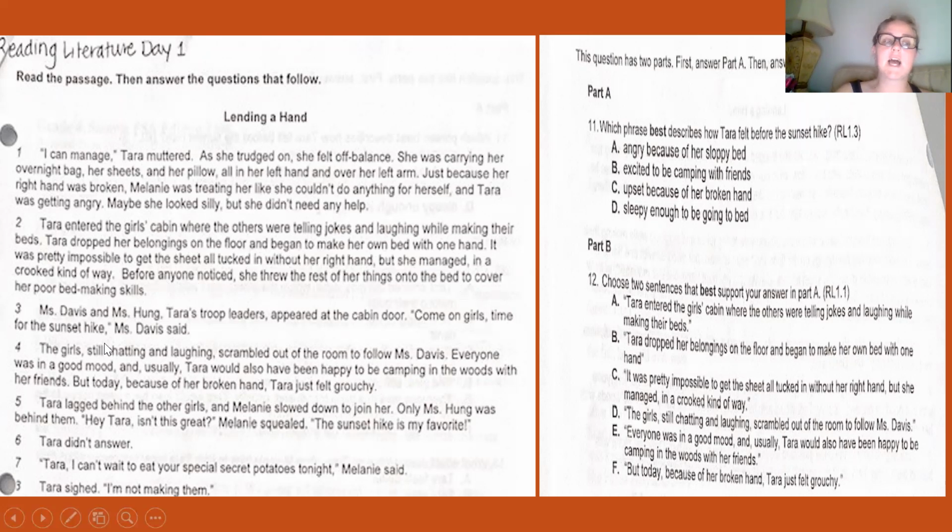Come on, girls, time for the sunset hike, Miss Davis said. The girls, still chatting and laughing, scrambled out of the room to follow Miss Davis. Everyone was in a good mood, and usually Tara would have been happy to be camping in the woods with her friends. But today, because of her broken hand, Tara just felt grouchy. Tara lagged behind the other girls, and Melanie slowed down to join her. Only Miss Hung was behind them.